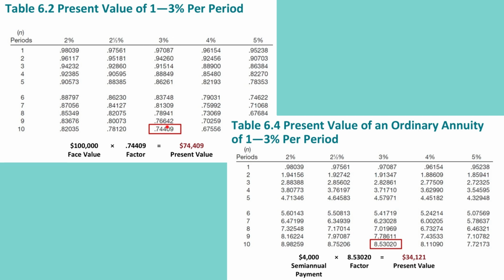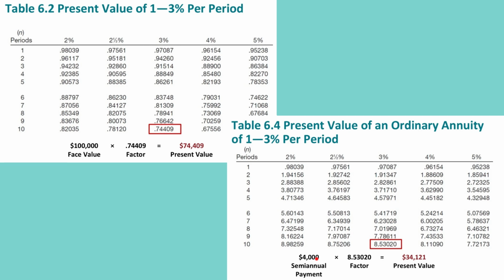And this is the factor. We're going to multiply it with the 100,000. We get this present value. Now for the payment, the 4,000, I'm going to go to the present value ordinary annuity table. When n, again, is 10, and i, the effective rate, is 3%. The stated rate will be used only to calculate the payment, the 4,000, okay? We're going to multiply 100,000 by 4%.